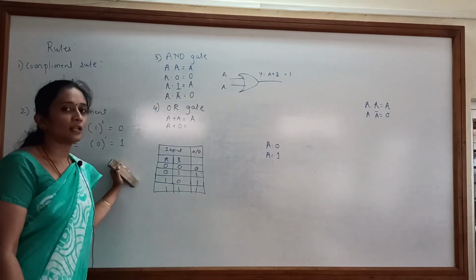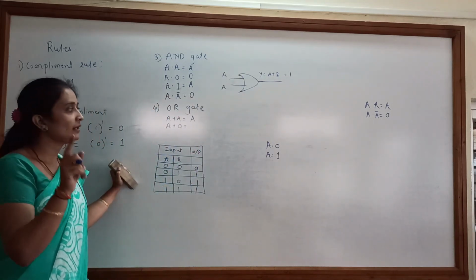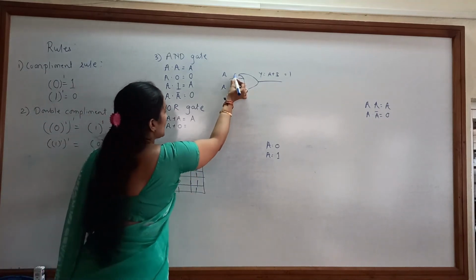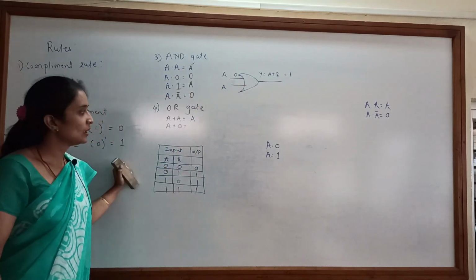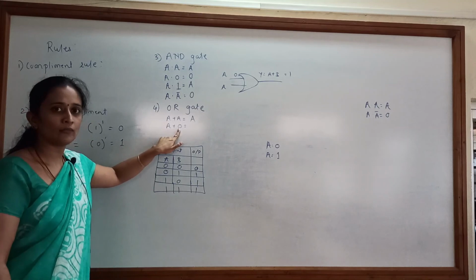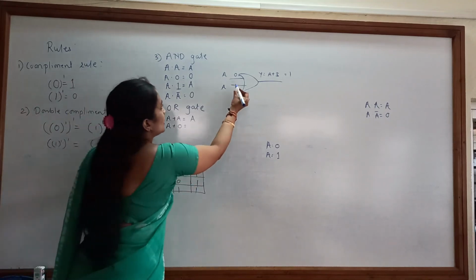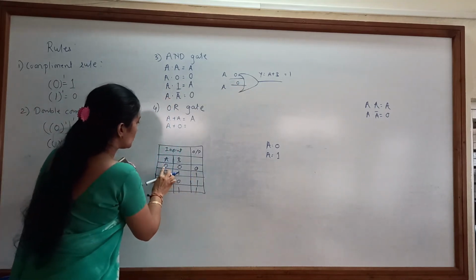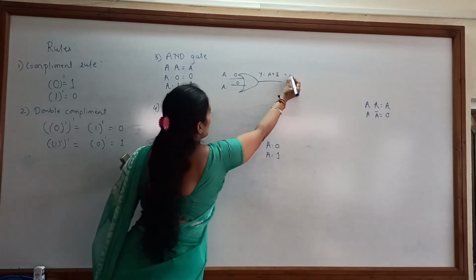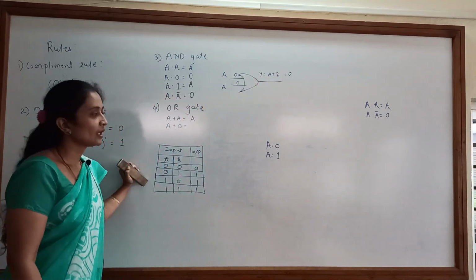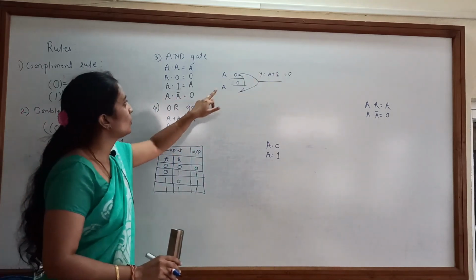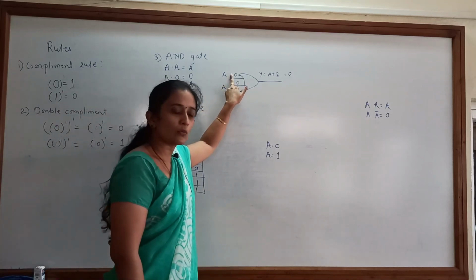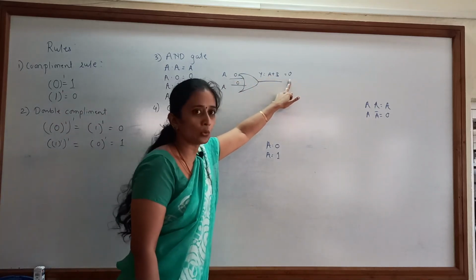Again for a there are two values, 0 and 1. First we will take a is equal to 0. And what is the second number? We have taken as a 0. Therefore 0 plus 0. What is the answer? 0. If we are adding 0 to a when a is equal to 0, we are getting 0.